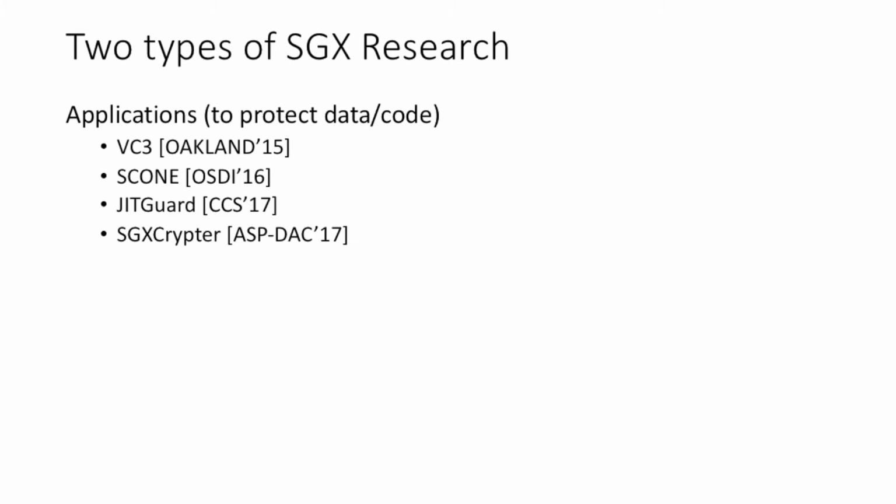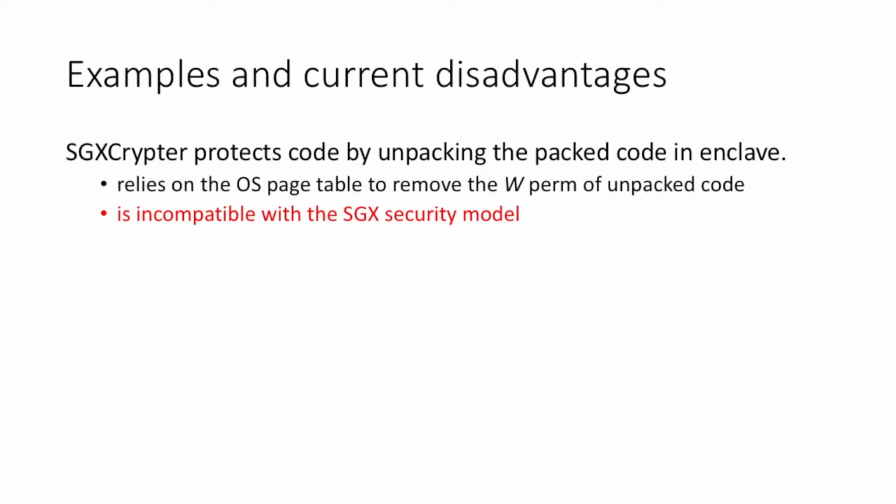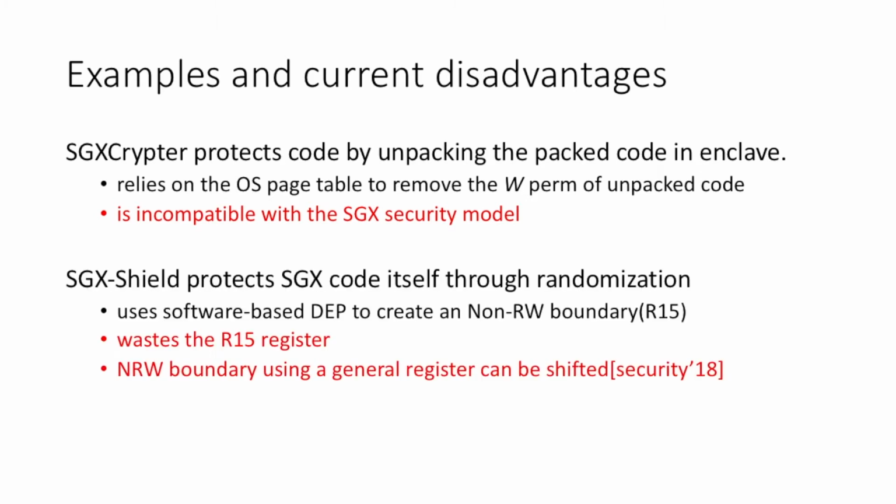Recently, the research about SGX focused on two types. First, use SGX to protect some critical things in the application. Second, how to protect or attack the SGX program itself. Let's see two examples. SGX Cryptor uses SGX to protect a program by unpacking the packet in the enclave. It relies on the OS page table to remove the readable permission of unpacked code. However, it is incompatible with the SGX security model.